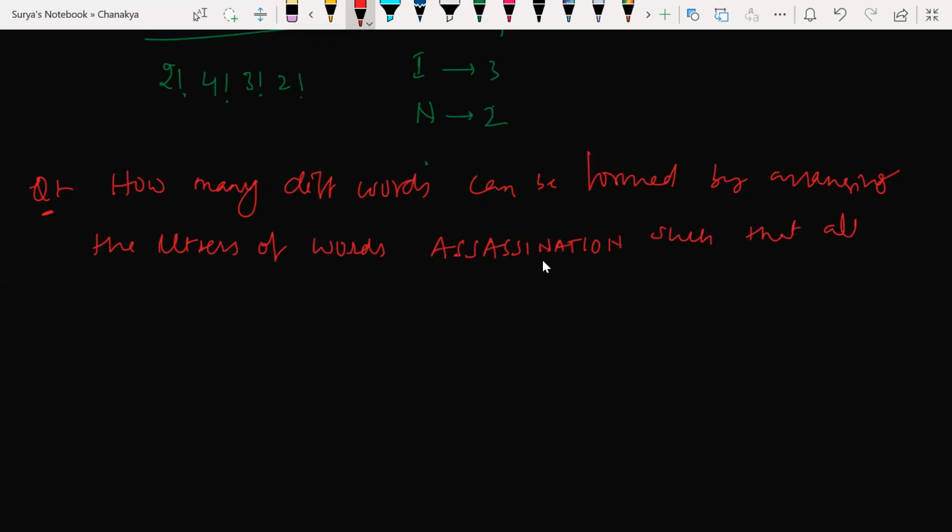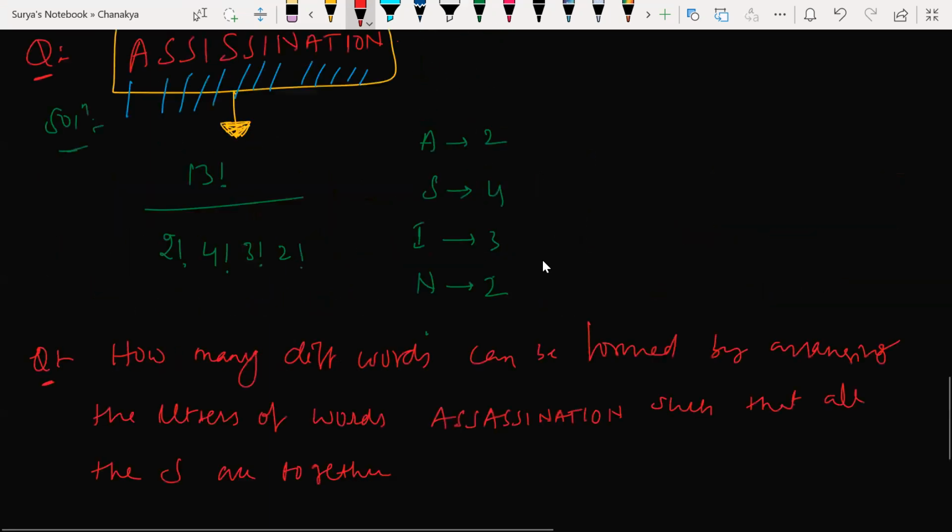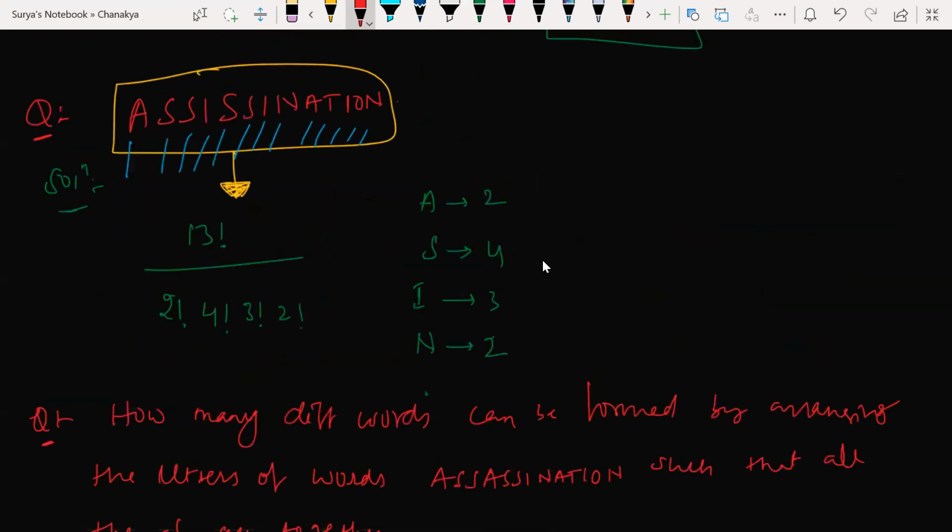Sir, in the previous question you wrote association, so there will be only two I's. Three I's, yes. So 2, 4, 3, 2. That's what I wrote here. Sir, in the assassination spelling, there are only two A's, sir. Actually, there are three A's in assassination. Achha, I wrote the spelling wrongly.